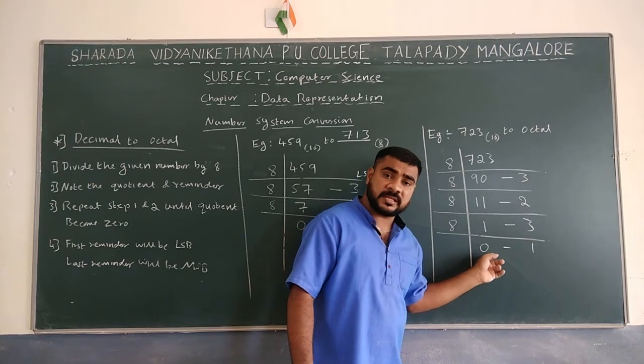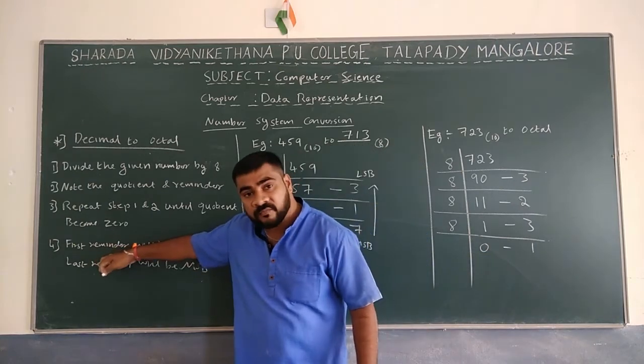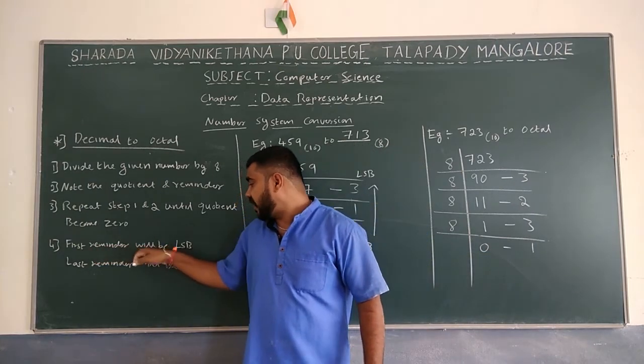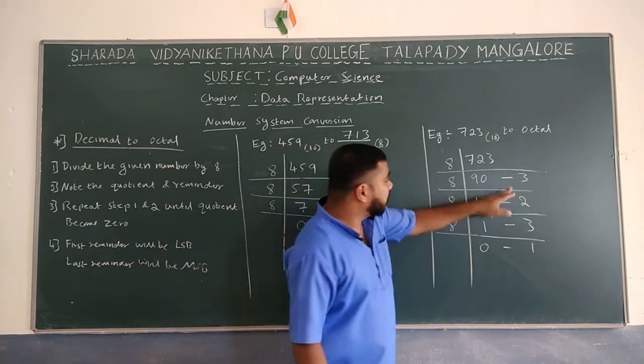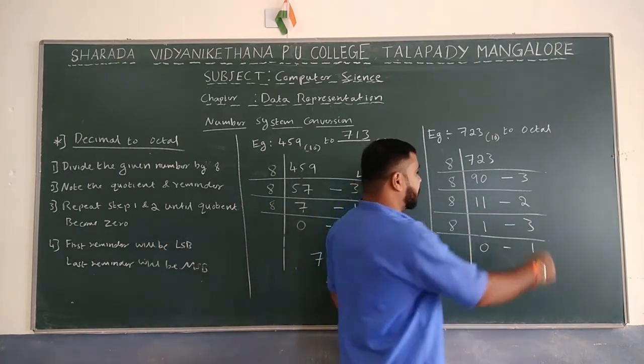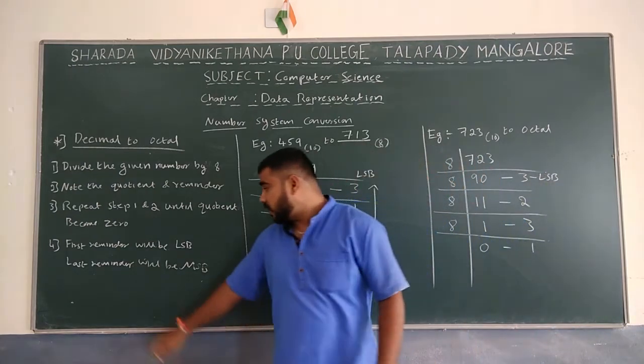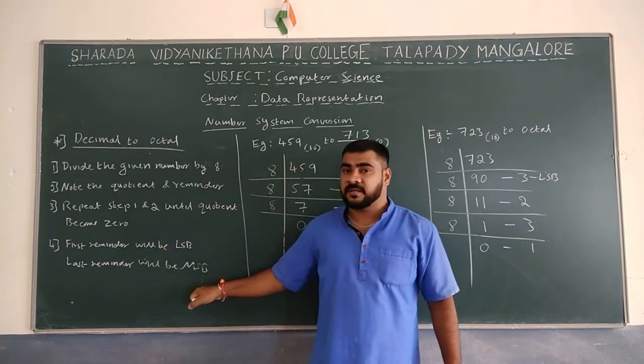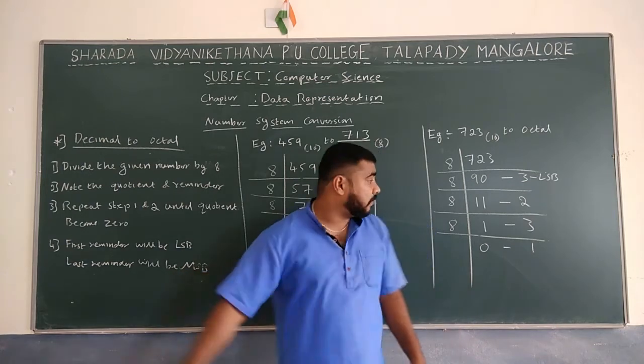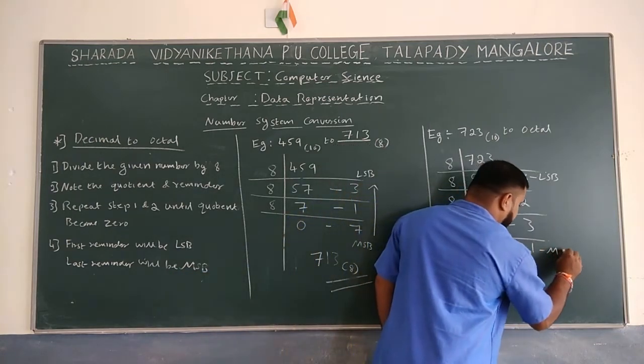Whenever the quotient is 0, you have to move to the last step here. The first remainder will be the LSB. So this is the first remainder, and you have to mark it as LSB. The last remainder will be the MSB. So this one is the MSB.